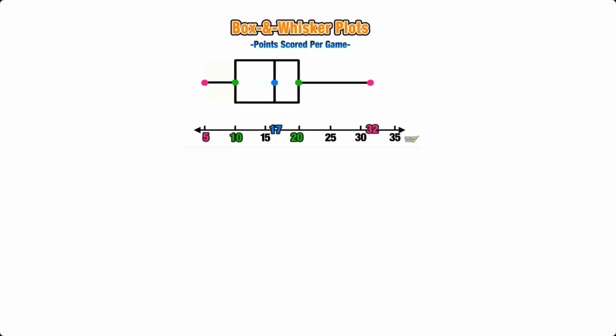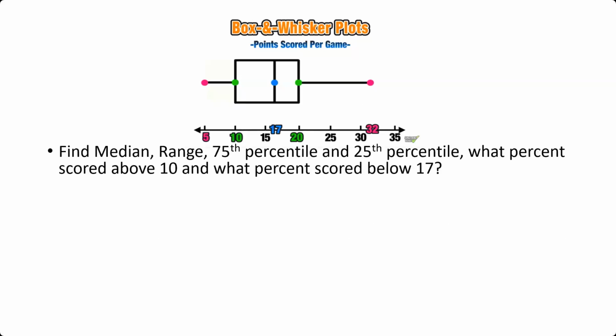There will be a box and whiskers plot where I'll ask you different parts of it. For instance, find median, range. I think I only asked like 3 or 4 things, but find median, range, 75th percentile, 25th percentile. What percent scored above 10 and what percent scored below 17? So questions like that.